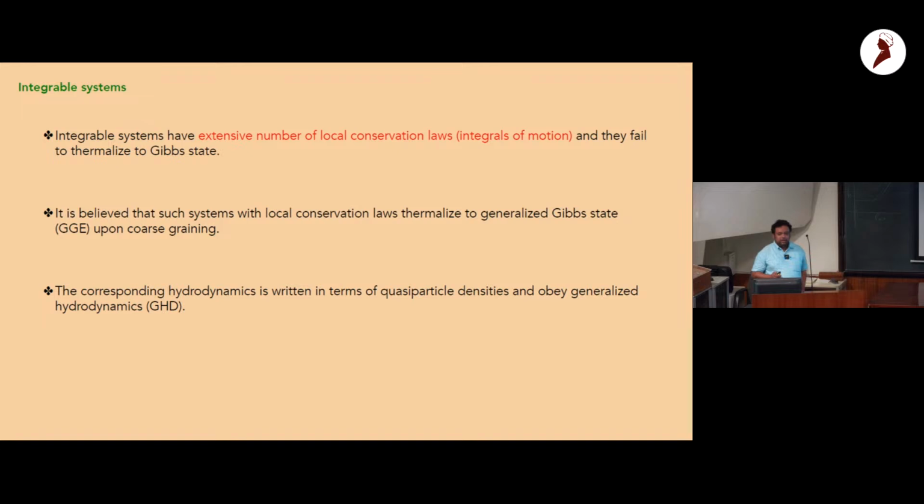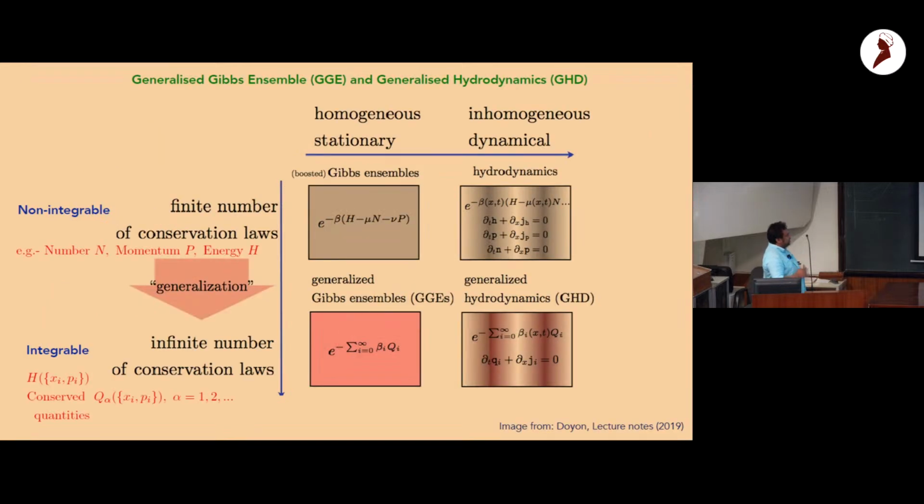Herbert has already talked about such concepts for Calogero system, Calogero fluid. So this is a picture that I have taken from Benjamin Doyon's lecture note, which summarizes this very nicely. So the generalization is for non-integrable systems you have a finite number of conservation laws, and for integrable systems you have an infinite number of conservation laws, and which are local.